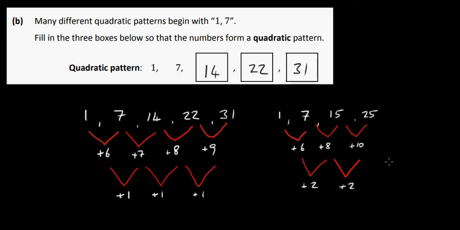And then just finally we could say add 2 again here at the end. So that means we would be adding 12 here. So that would give me 25 plus 12, which is 37 here. So we get three different numbers here, a different quadratic sequence here. And that's really it for question 1.